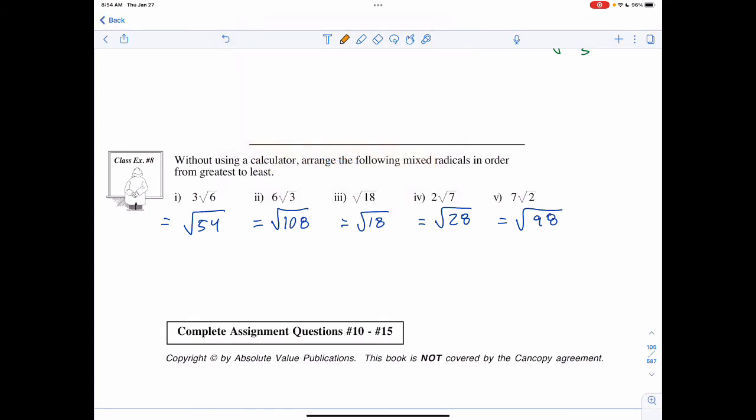And now I can order them from the greatest to the least. So the biggest one is 6√3, then 7√2, then 3√6, then 2√7, and finally just the square root of 18.